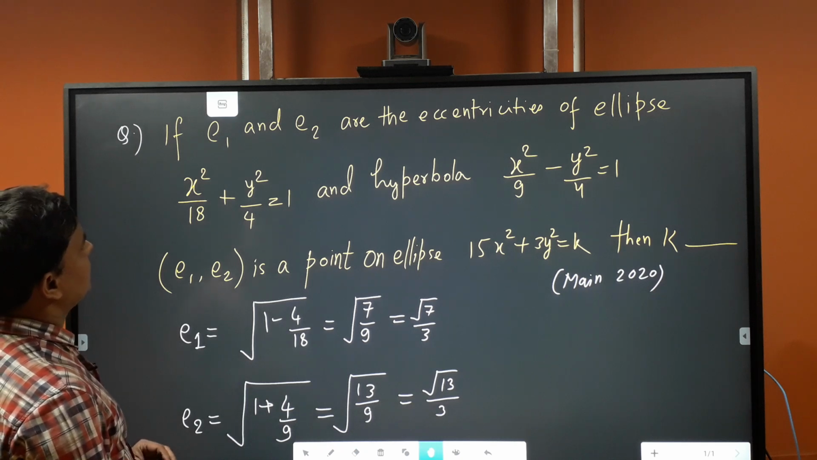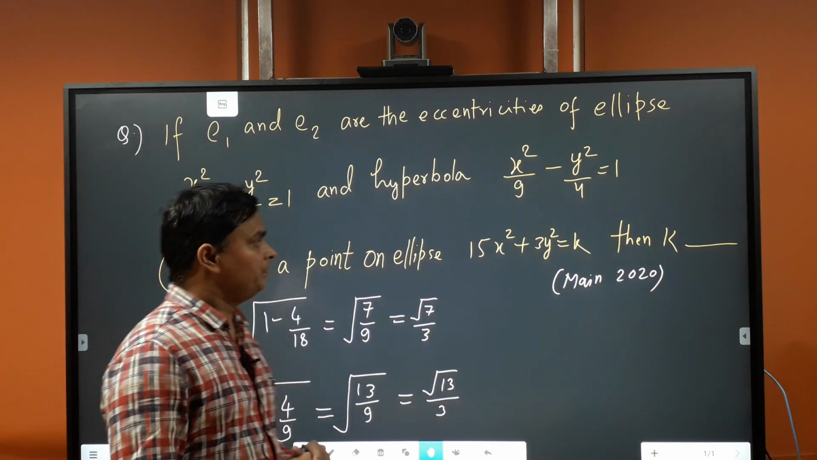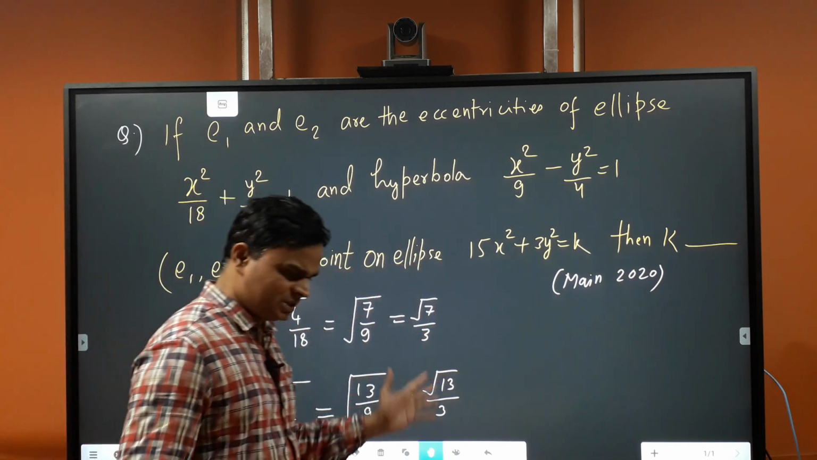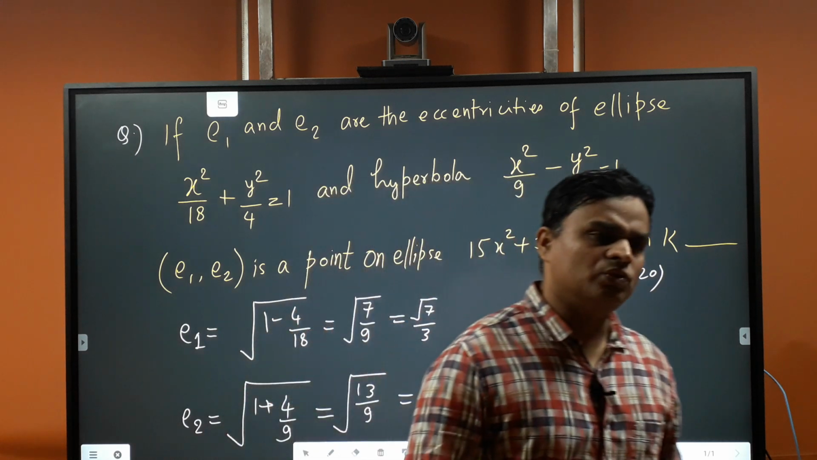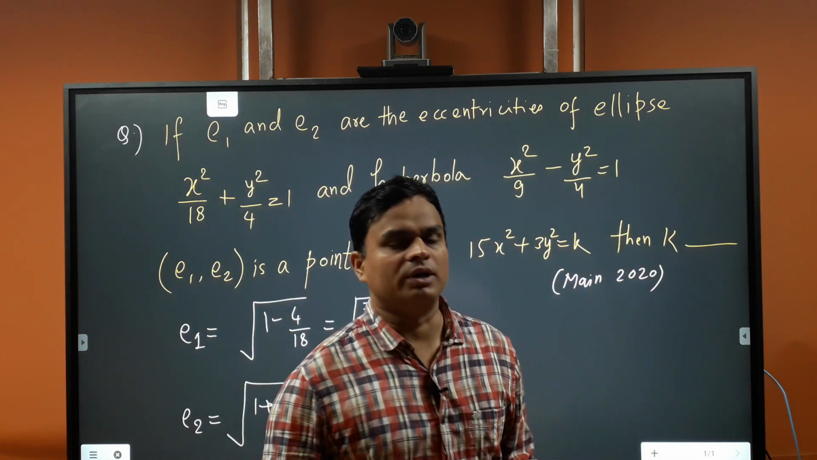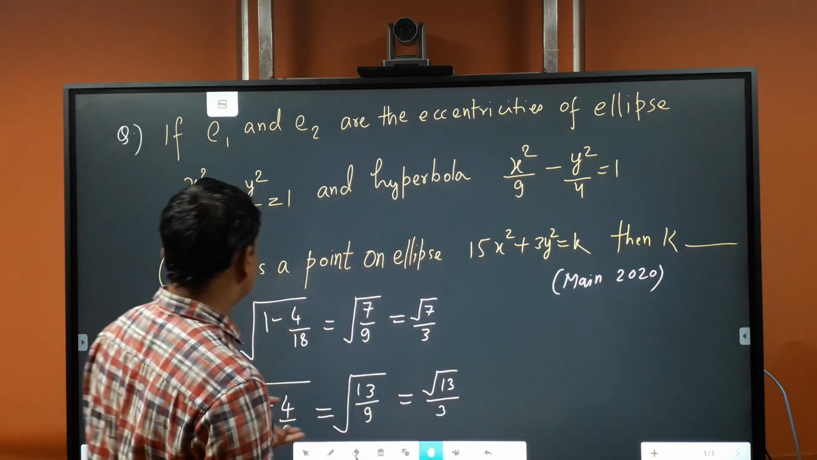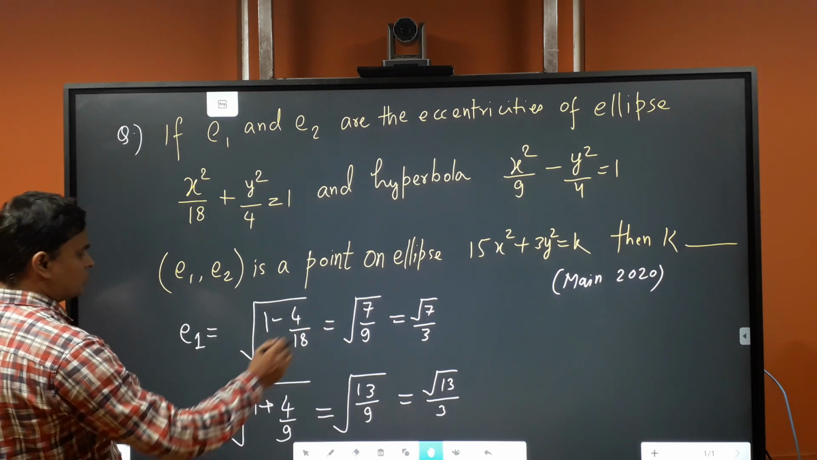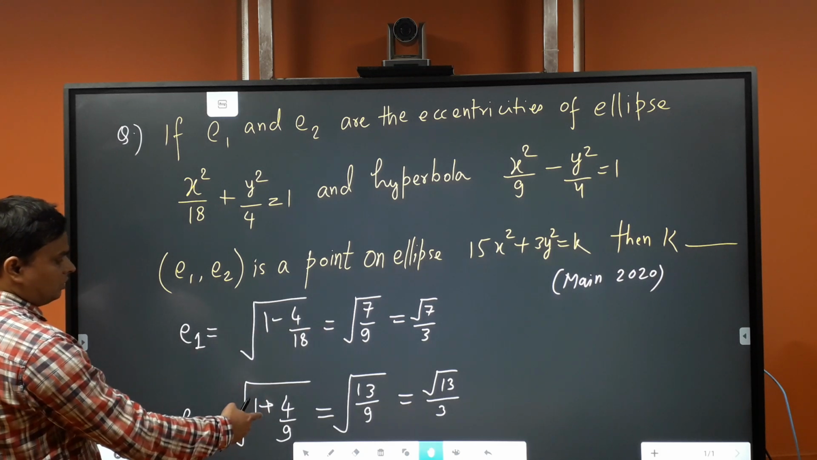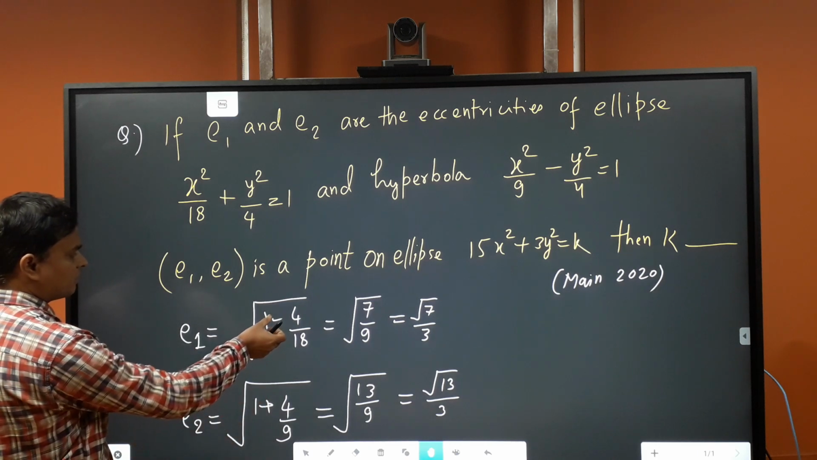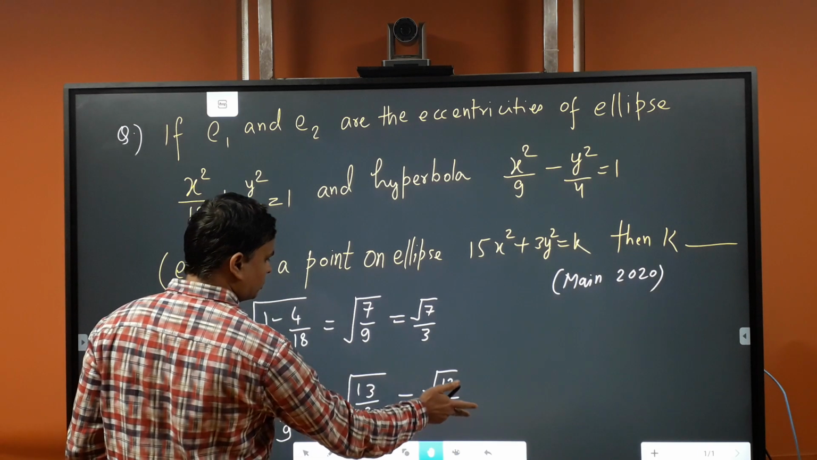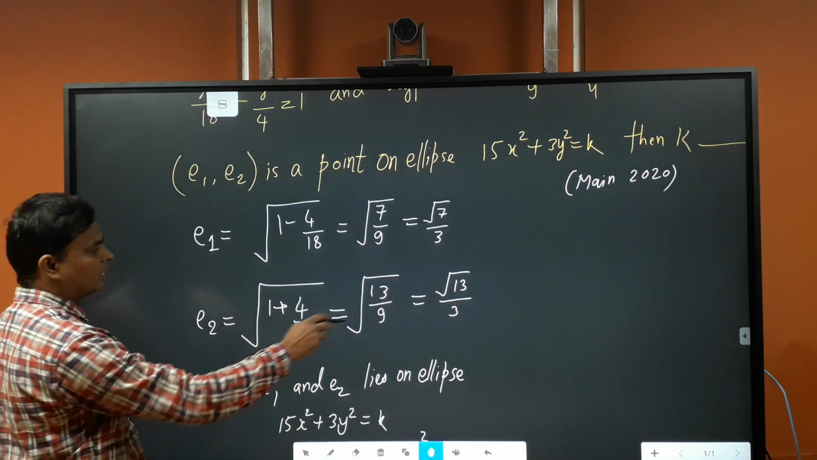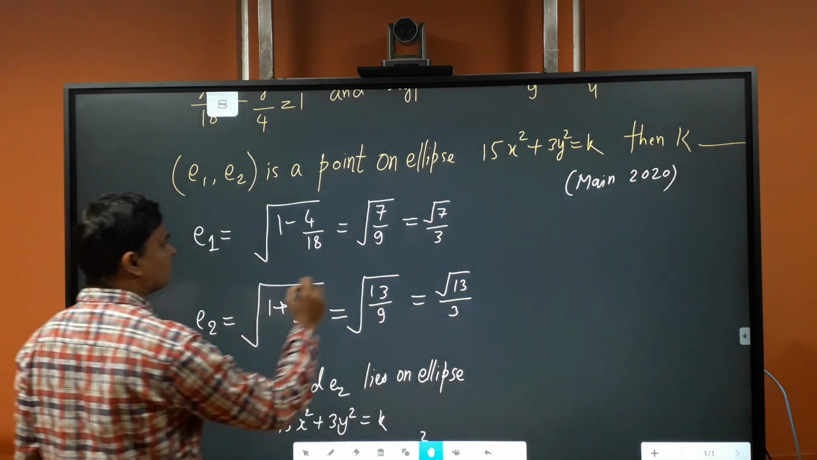So it is saying that if E1 and E2 are the eccentricities of ellipse and hyperbola, and E1 comma E2 is a point on the ellipse given, then k is equal to... It is simply checking whether you know the formula for calculating the eccentricities of ellipse and hyperbola. So once you put the formula for the eccentricity of the ellipse, you will get root 7 by 3, and the formula is the same, only in place of minus it is plus for the hyperbola. So square root of 1 plus 4 upon 9 is equal to root 13 by 3. That is for the hyperbola, and the other is for the ellipse.